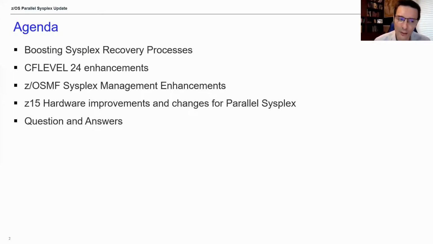We also are going to talk a little bit about some of the coupling facility enhancements that have been made in the latest z15 for CF level 24. And as time permits, if we get through those first two topics, we will talk a little bit about some z/OSMF Sysplex management enhancements and some z15 hardware improvements and changes for parallel Sysplex. And then we'll have questions and answers at the end. So this is kind of what our agenda is, and hopefully we can get through all of it because there is a lot of material here. But that being said, if you do have a question and I say something that's not quite clear, by all means, feel free to ask as necessary. All right, so let's begin.